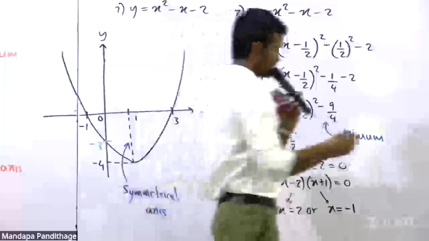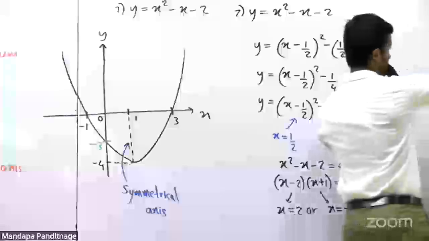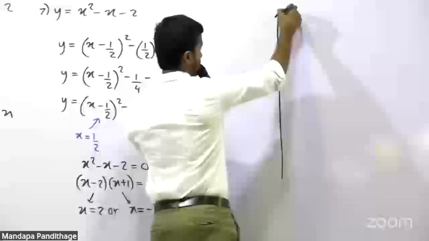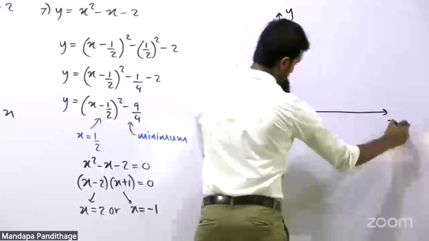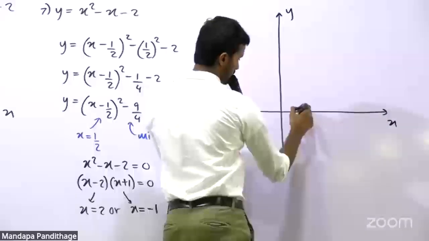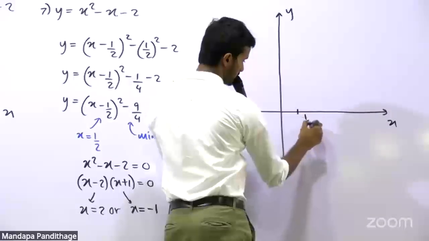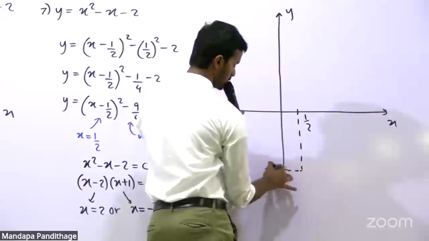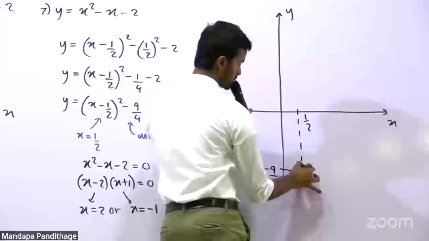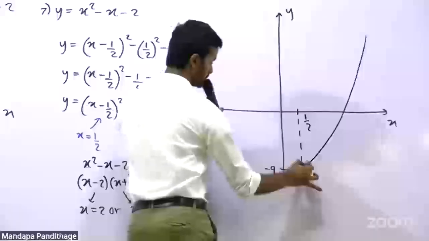Okay, then you can sketch the graph. The symmetrical axis is half. The lowest point is minus 9 over 4. So it goes in this way, the parabolic shape.